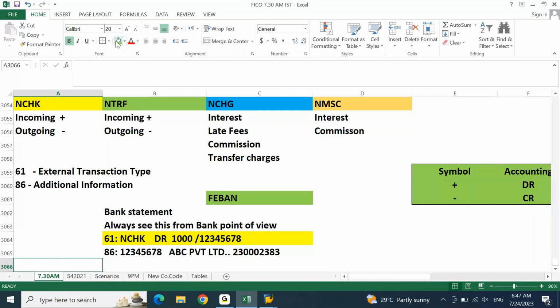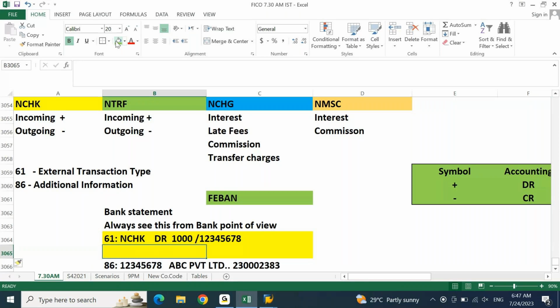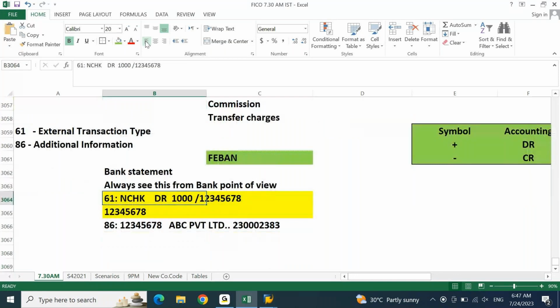Sometimes what will happen, you will have 61, 86. In the 61, there will be one more line which only talks about this. Whatever the bank reference or the transaction reference is there, it will be in the line 61. The same reference code will appear separately below the tag 61 and above the tag 86. The two lines will be represented like this in most of the statements.